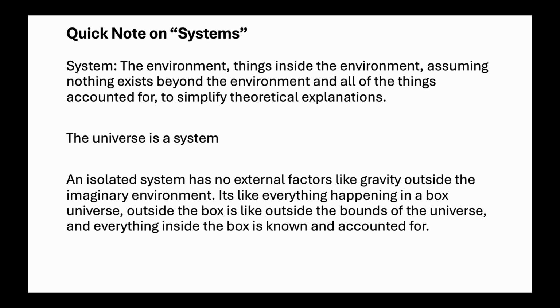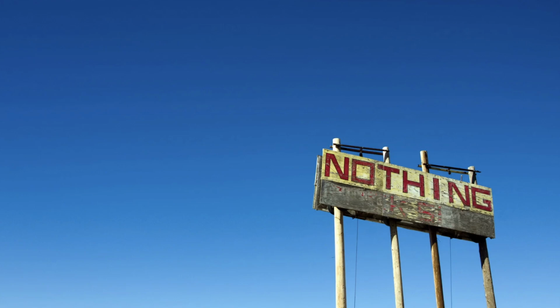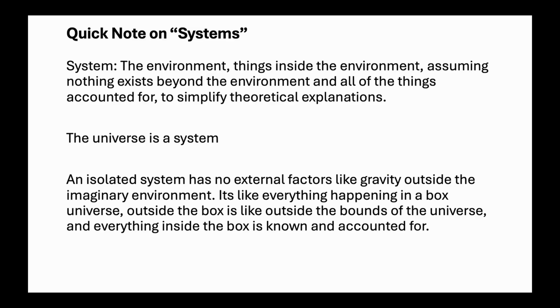So if I had a box on Earth, then that's not an isolated system by itself, because gravity outside the box is also going to be affecting the items inside. The universe is an isolated system. An isolated system essentially has no external factors. It's like everything happening in the box universe. Outside the box is like outside the bounds of the universe. It's sort of the idea of nothing, but you can't even call it nothing, because then it's something which is nothing, and then you go cross-eyed, and there's no point in pursuing that any further. But for theoretical whiteboard calculations, an isolated system is not affected whatsoever, except by what's in it and the environment which contains it.